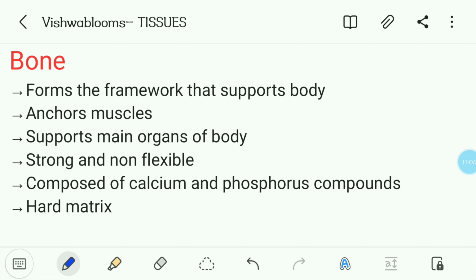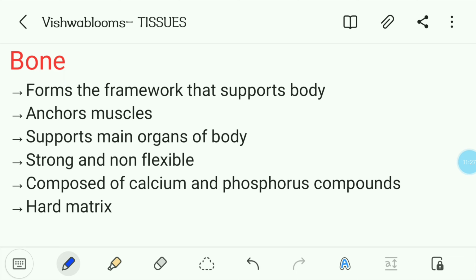Now we will see the next part, that is bone. So what does bone do? It gives the framework that supports the body. As we all know, bones are literally very important, and they give shape to our body, and form some framework also, right?